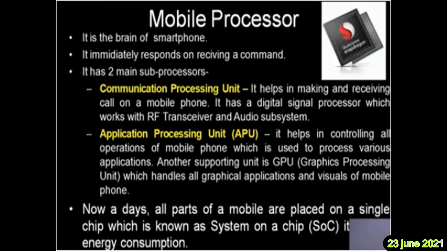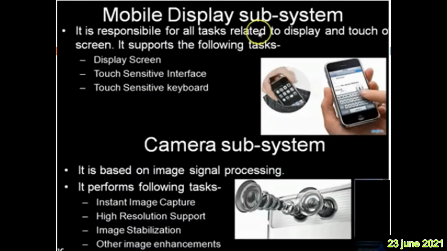Nowadays all parts of a mobile are placed on a single chip. Earlier they were all assembled separately, but nowadays all parts of a mobile are placed on a single chip, which is known as a system on a chip. The entire system you can find on a single chip, which has less energy consumption, and SOC, remember, system on chip.